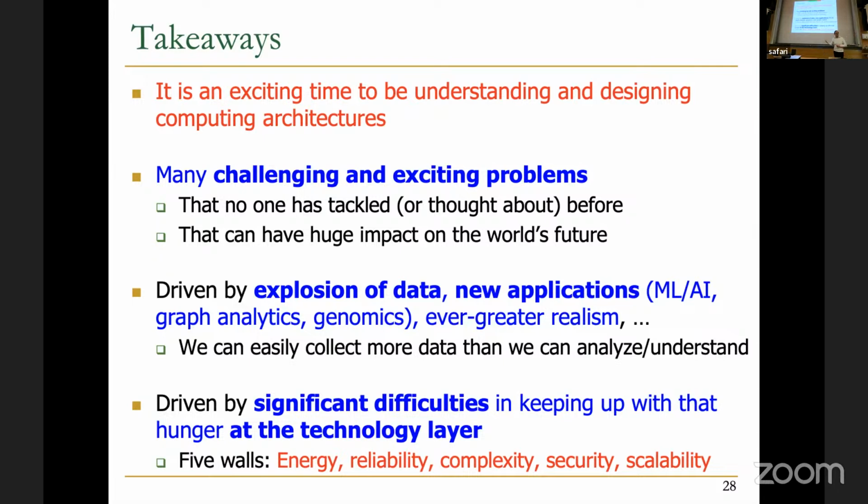Because we are having trouble, like things like RowHammer we discussed, those are physical issues, right? But we're having a lot of issues with energy, reliability, complexity, security, scalability. And we will see some of these in these lectures.